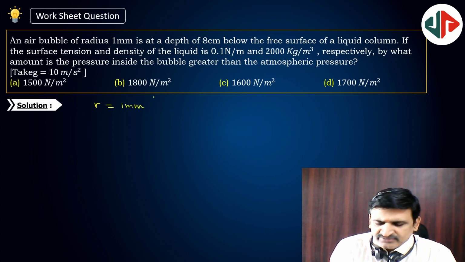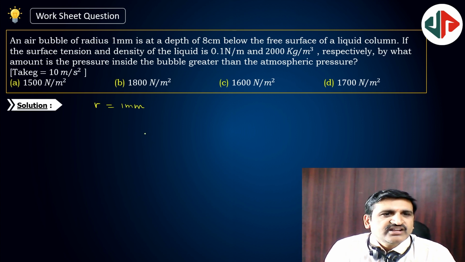An air bubble of radius r is equal to 1 mm is kept at a depth of 8 centimeters. D is equal to 8 centimeters. Air bubble, okay, 8 centimeter is 10 power minus 2, 1 mm is 10 to the power of minus 3.